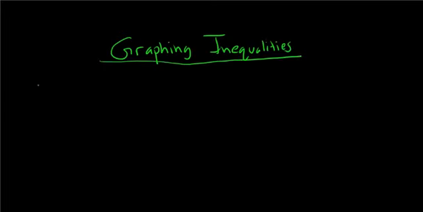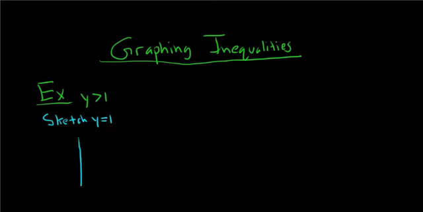So the idea is, say you have y greater than 1, and you want to graph this in the xy plane. What you do first is you always first sketch the equality. So first, you sketch y equals 1. Always, no matter what, always first sketch the equality. You draw the y-axis, you draw the x-axis, and y equals 1 is a horizontal line at 1.